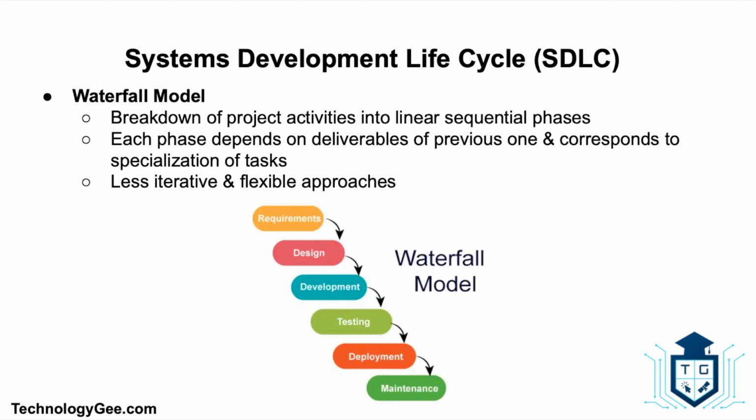So let's talk about the waterfall model. So this is a breakdown of project activities into linear sequential phases, where each phase depends on the deliverables of the previous one and corresponds to a specialization of tasks. In software development, it tends to be among the least iterative and flexible approaches, as progress flows in largely one direction, or downwards like a waterfall, through the phases of conception, initiation, analysis, design, construction, testing, deployment, and maintenance. The waterfall model maintains that one should only move to a phase when its preceding phase is reviewed and verified.